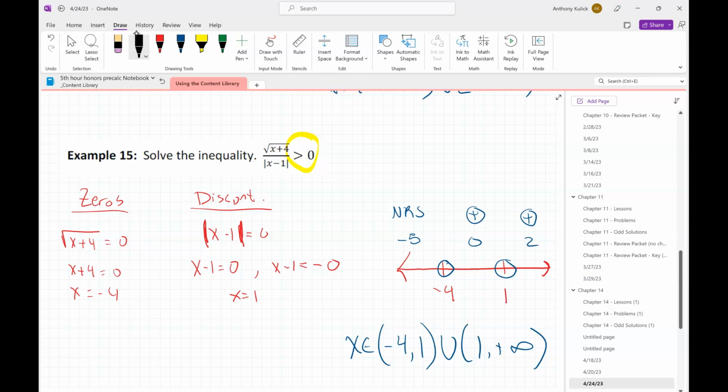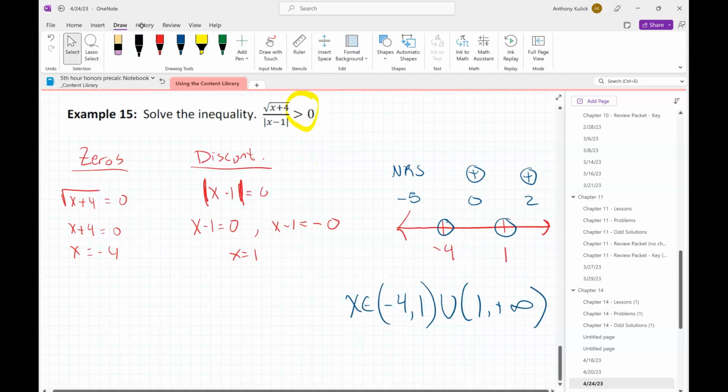Think you got it? It's not too bad, right? It's kind of like a fun little process. I like it because it's visual, right? Like that makes life a lot easier for me. I'm a visual guy. That always helped me.